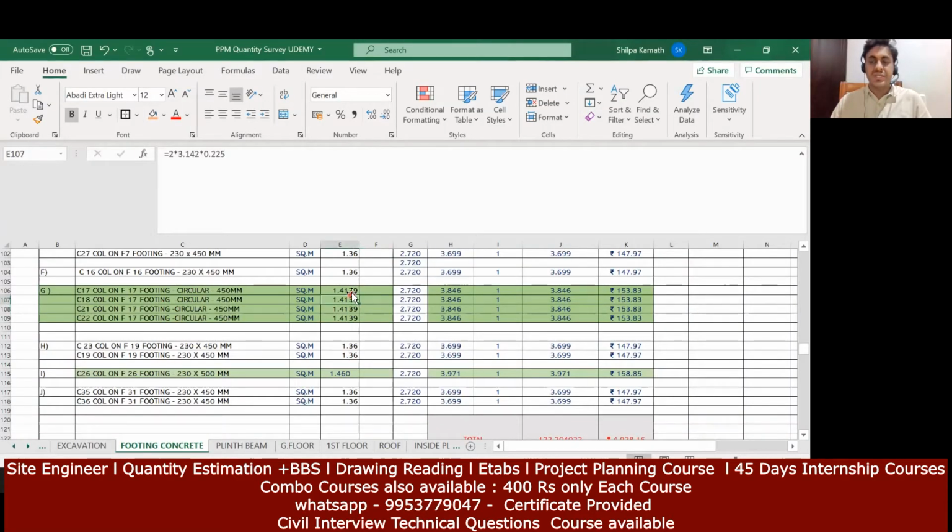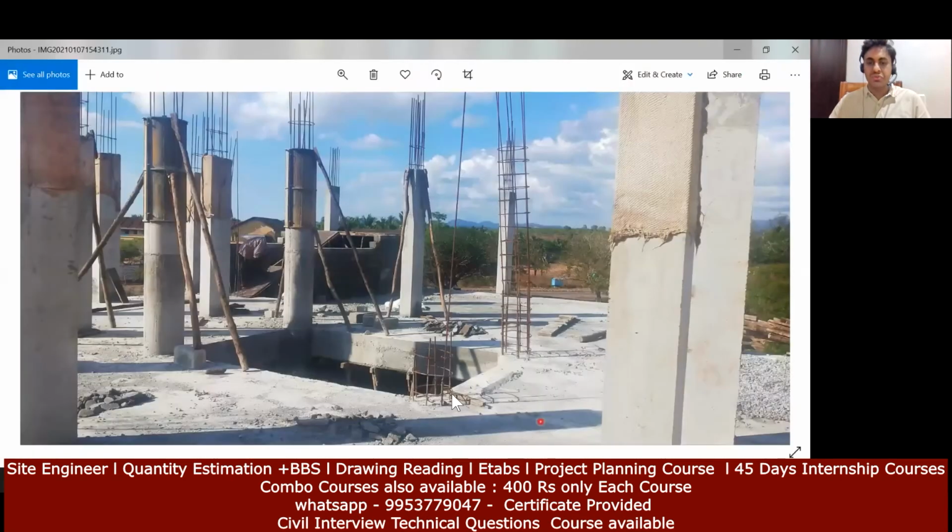Since it is circular in nature, we need to find the perimeter. So the perimeter for the circular area, from simple mathematics, we know that it is 2 pi r. So I'll show you the exact picture of what we are actually referring to. You can see this, right? It's a real photo for the estimation we are doing. You can see circular columns here, right? So it is circular in nature. So the perimeter will be 2 pi r.